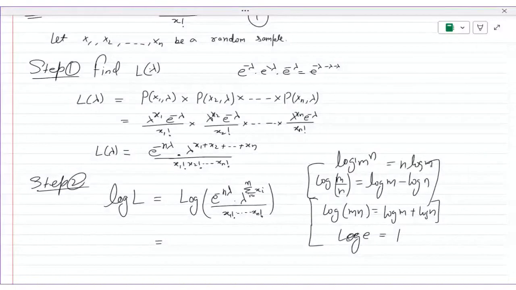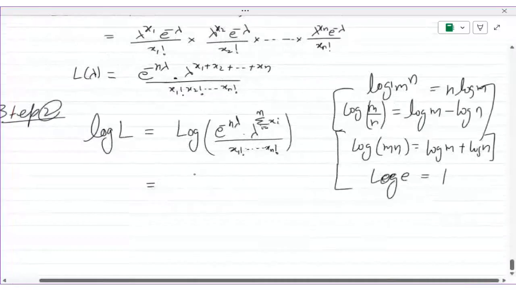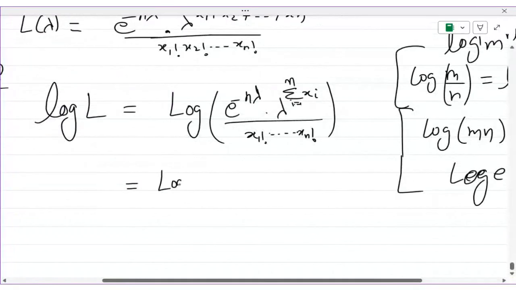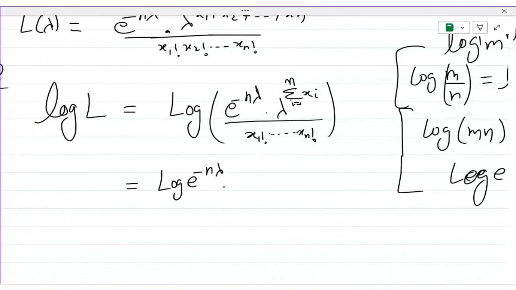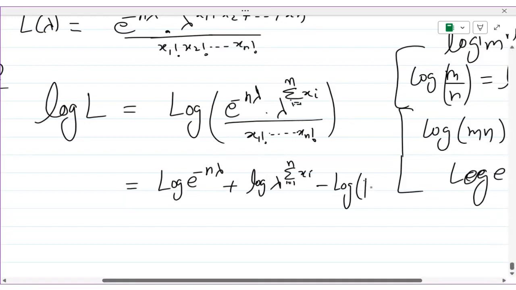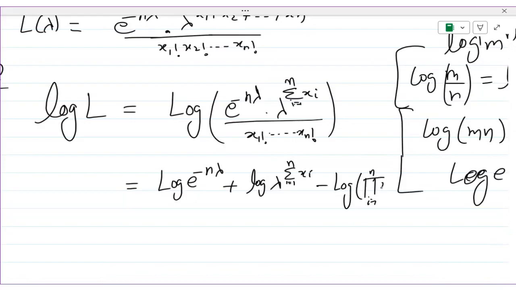So we will get log of e power minus n lambda, plus log of lambda power sum of xi's, minus log of the product, which we can write using the pi symbol, I varying from 1 to n, product of xi's factorial. Any doubt in this, students?